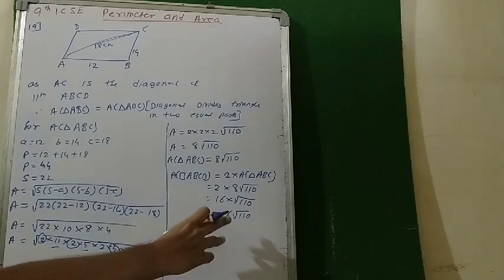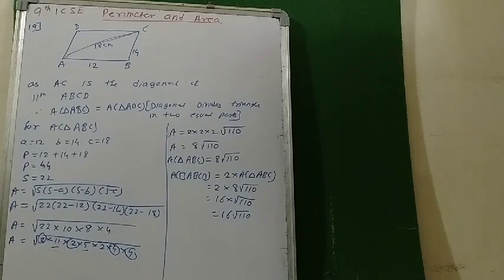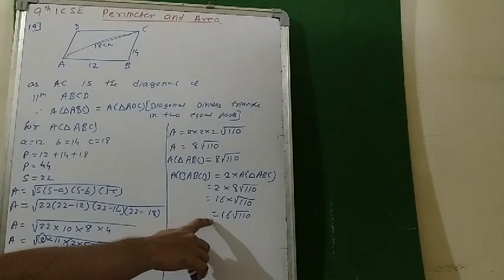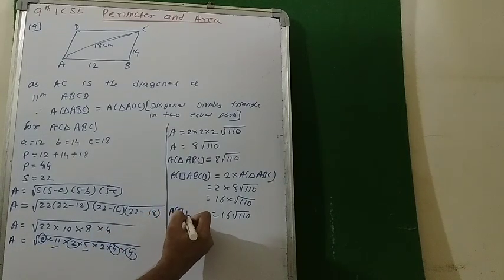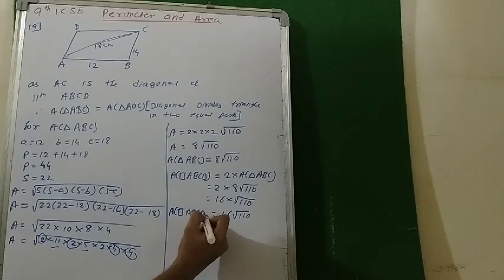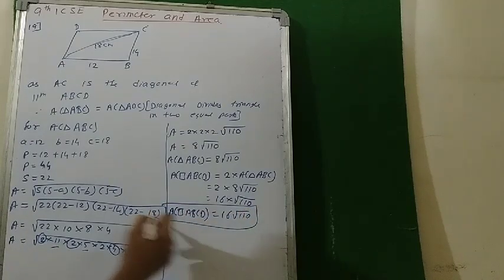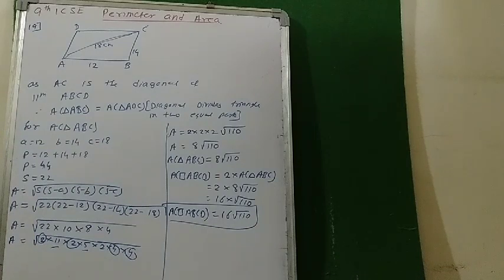But see, in the exam the square root of 110 will be given. Its value will be around 10 point something, because the square root of 100 is 10, and 110 is more than 100. So it is 10.1 something. So 10 into 16 is 160. We have the answer near to 160, so I will consider this as the final answer. Okay, got it? It's just Heron's formula once again. You just need to multiply it by 2. That's it.